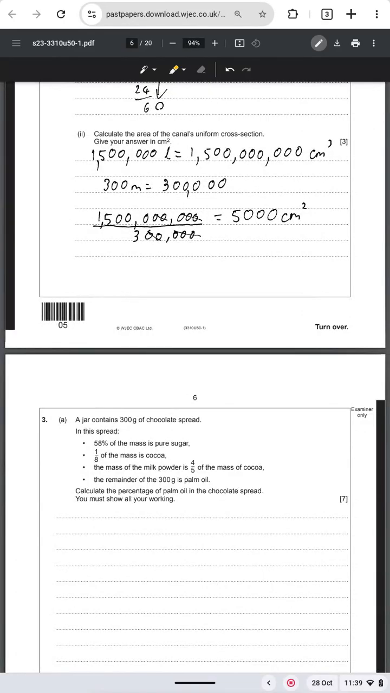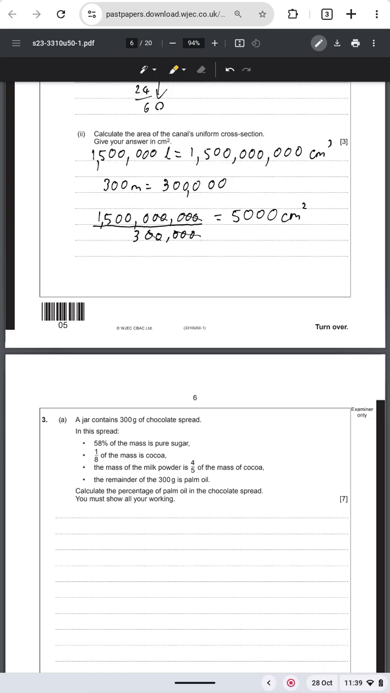So a jar contains 300 grams of chocolate spread. In the spread, 58% of the mass is pure sugar, 1/8 of the mass is cocoa, and the mass of the milk powder is 4/5 the mass of cocoa. The remainder of the 300 grams is palm oil. Calculate the percentage of palm oil in the chocolate spread.